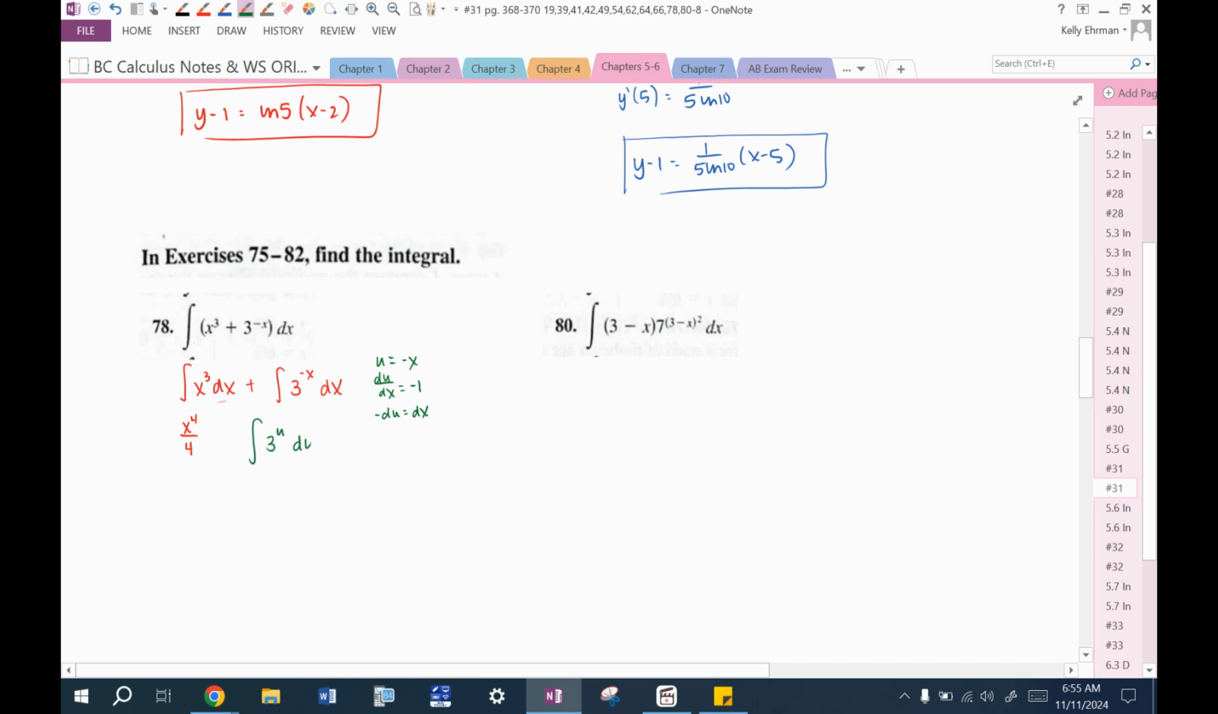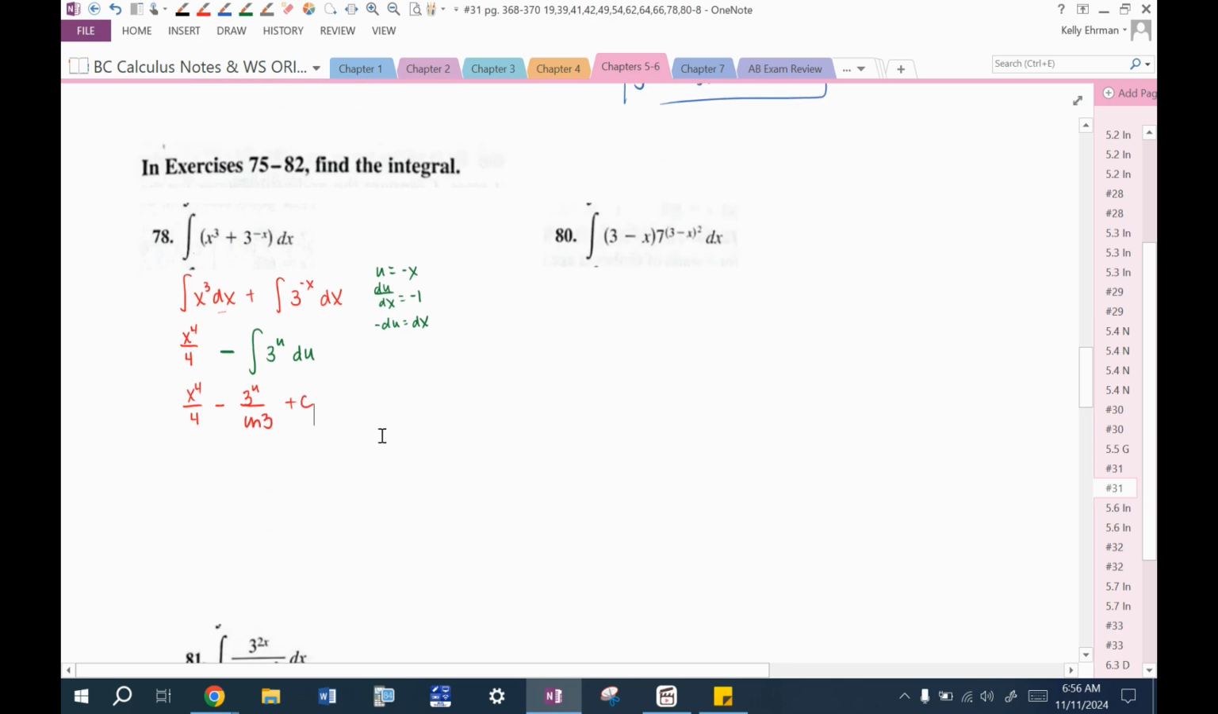Instead of dx, I'm going to have negative du, so I'm just going to put the minus out here. All right, so that's x to the 4th over 4 minus the integral of 3 to the u du, which is 3 to the u divided by natural log 3 plus c. And then in place of the u, I'm putting the negative x back in. If this is 3 to the negative x, let's just send it down here. So natural log of 3 times 3 to the negative, not to the negative x anymore, 3 to the x plus c. That would be my final answer.